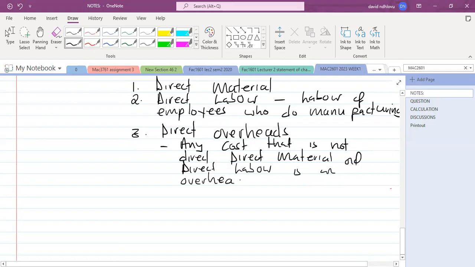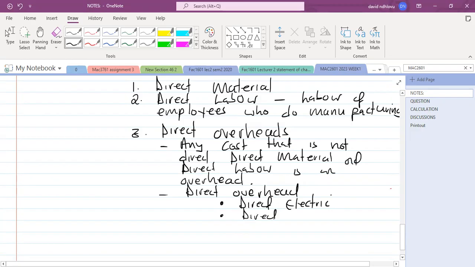Right, some of these overhead costs are direct, some are indirect. So examples of direct overheads, right? Anything can be a direct overhead, and the very same item can also be an indirect overhead. It all depends on the circumstances. So for example, I'll give you a direct electricity. I'll give you also the direct rent. Then I will explain this.